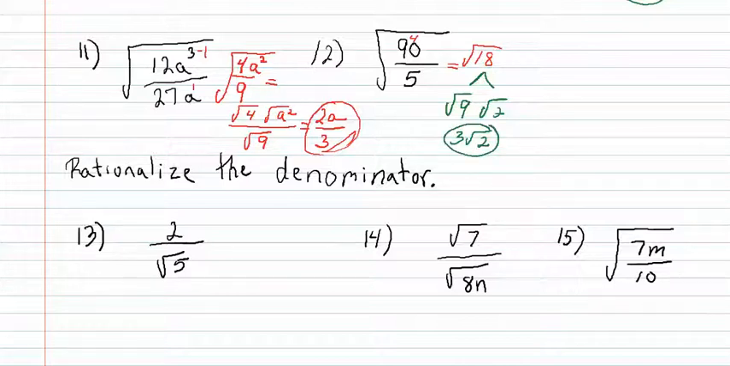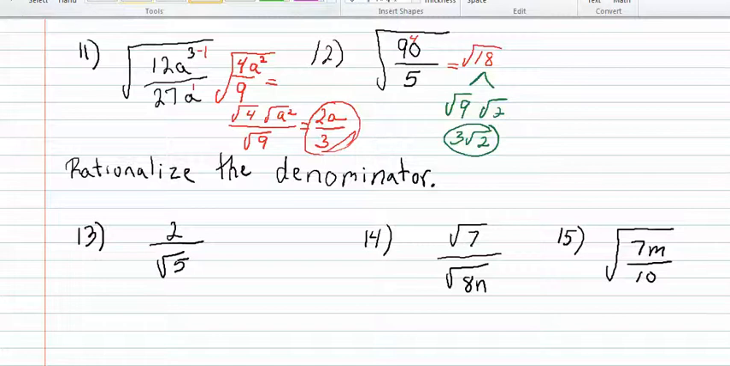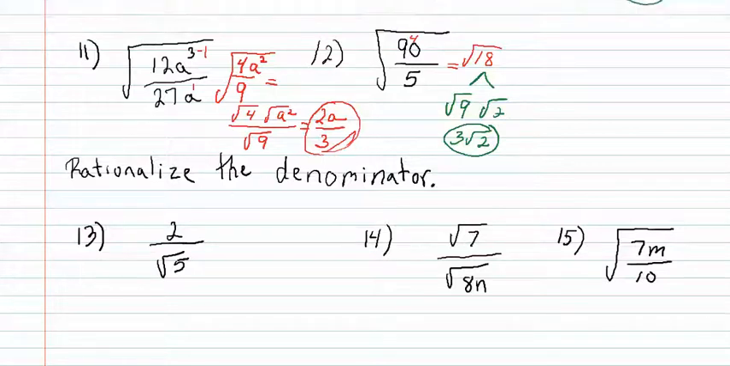Okay, the bottom are numbers 13, 14, and 15. We are going to rationalize the denominator. And what that means is at the denominator of our fraction, so the bottom of our fraction, we cannot have a radical symbol. So in order to undo a radical at the bottom, you need to multiply to make a perfect square to get rid of the radicals. So if this is square root of 5, I could multiply the bottom with another square root of 5 to get square root of 25.